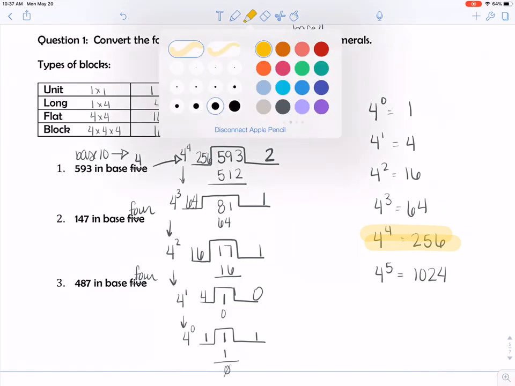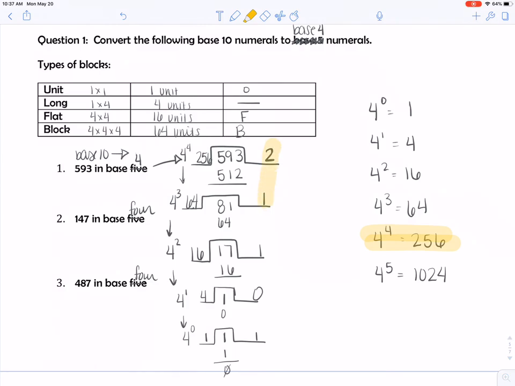So my digits are this thing off to the side right here. So it'd be 21101 base 4. There is your 593, and in base 4 it would be 21101 base 4.